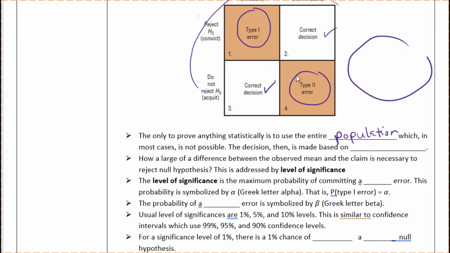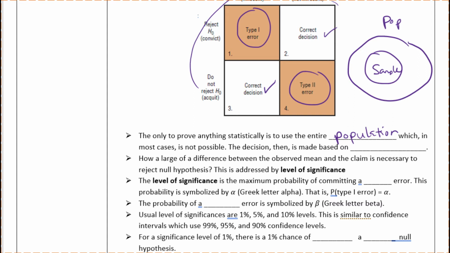So if this is your population, then a sample is just part of the population. So of course, if you take a sample, you're really not going to have the whole picture, right? What we're trying to do in statistics is get the whole picture from the sample. But by definition, we don't have the whole picture. So therefore, we're going to make an error every once in a while, right?